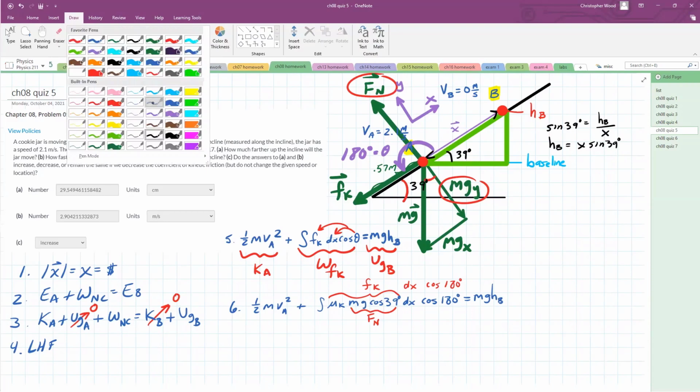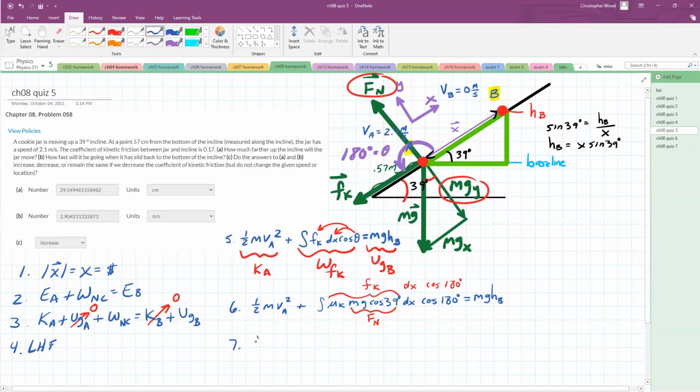All right. Let's just update this. I think could this be the last statement? 1/2 mVA squared, cosine of 180 is negative. So there's negative mu sub k mg cos 39 degrees times x. And I got to go from 0 to x. So this is going to stay x, equals mg HB, and HB is x sine. So this suddenly looks pretty complicated.